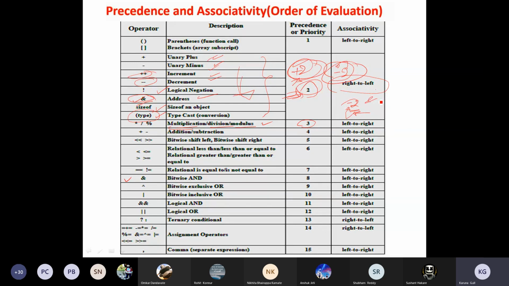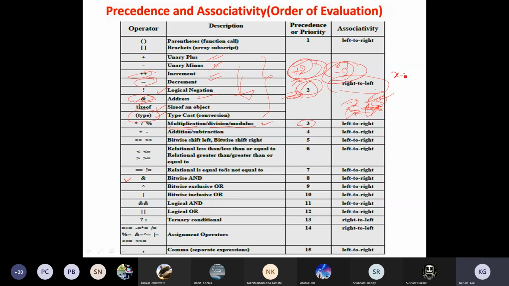Whenever I write an ampersand, something like &a, I check what this is. This is a variable, a single operand, and this is the operator associated with it. It has to be evaluated from right to left, not from left to right. Is that clear, students?